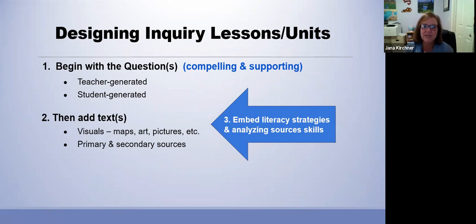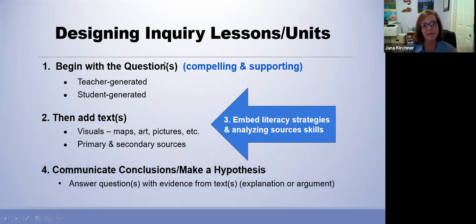If the compelling questions are in game, then I sort of think through inquiry units in this 1, 2, 3, 4 step plan. And first off, you've got to begin with a question. So if it's a unit, it's a compelling question. If it's a day-to-day lesson, it could be more supporting questions.